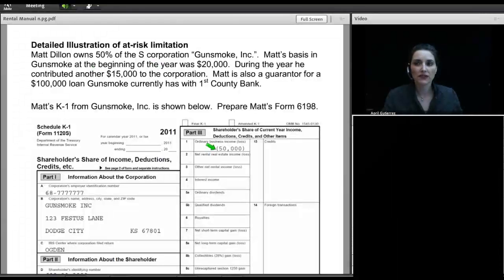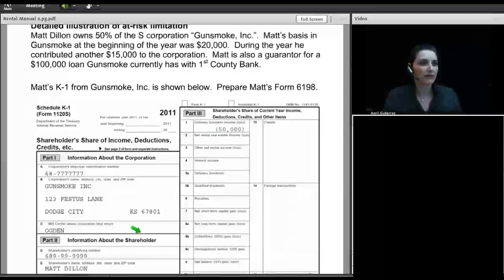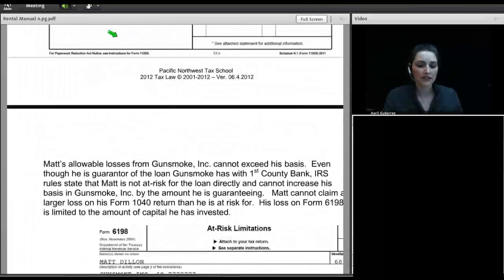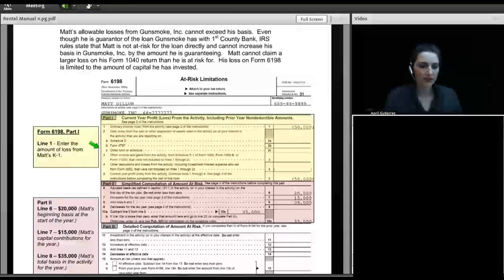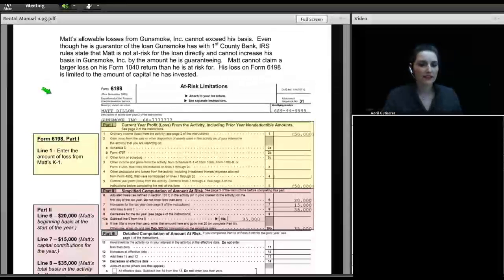So out of this $50,000 loss, he will be allowed to claim $35,000 this year. And let's take a look at his Form 6198 right here. So Matt's allowable losses cannot exceed his basis. We start off on line 1 of Form 6198 by entering the amount of loss showing on his K-1, $50,000.